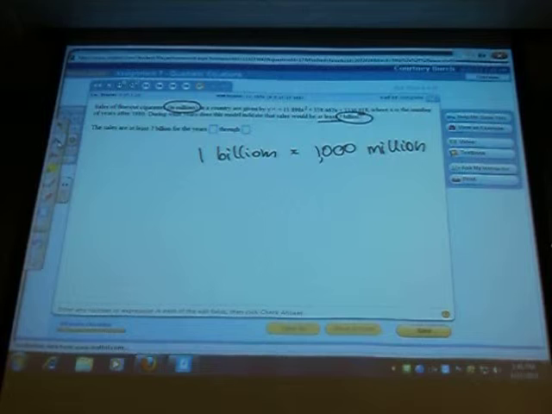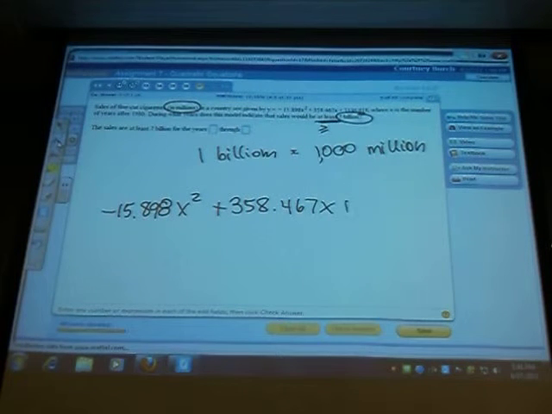Now what does at least mean in terms of inequality? At least means greater than or equal to. It means that much or more. So what I want to do is take my equation and set it greater than or equal to 7,000 for 7 million.